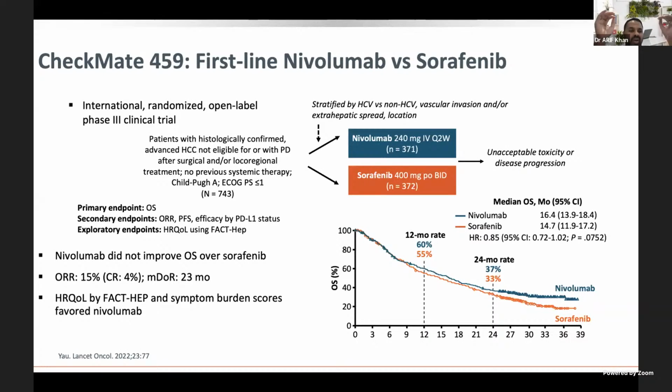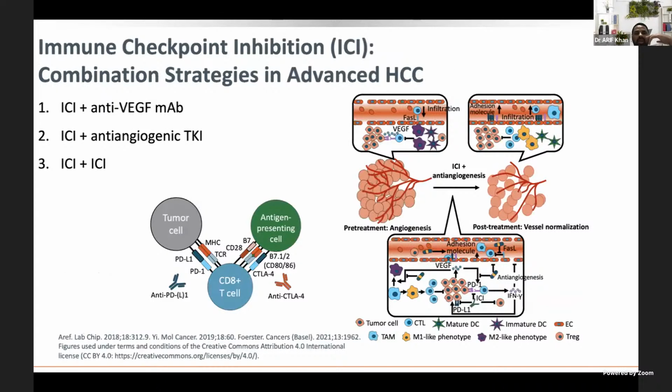And the overall response rate was also not so high, just 15%. So this was considered to be a negative trial, and nivolumab did not receive approval in the first-line setting. That's how we moved from nivolumab to immune checkpoint inhibitor combinations.